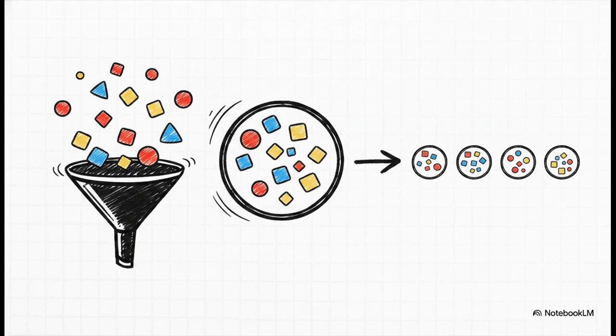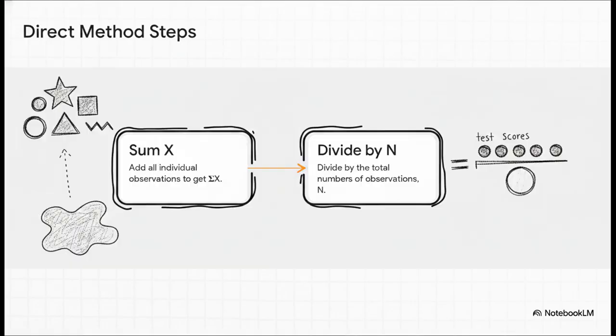Here is your most basic recipe, the direct method. The formula is x bar equals sigma x over n. In plain English, that big Greek letter sigma just means the sum of. So you're looking at the sum of your individual observations, the x, divided by your total count of numbers, which is the n. In practice, this is really just 2 straightforward steps.